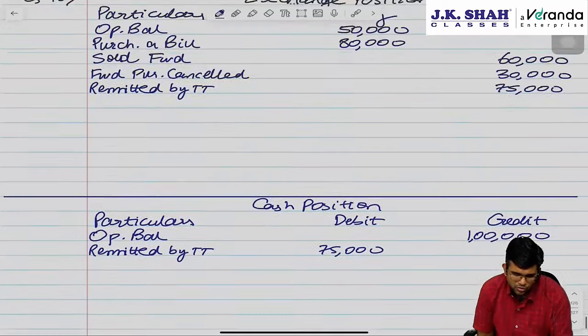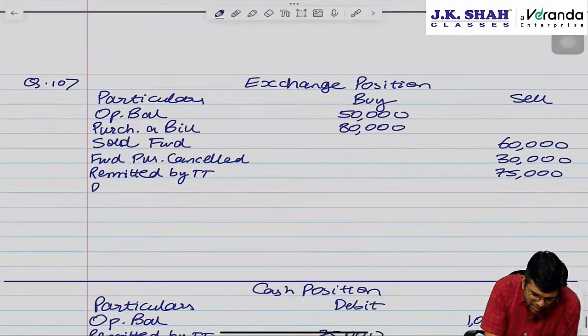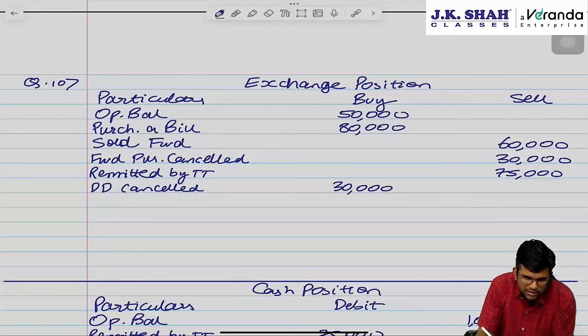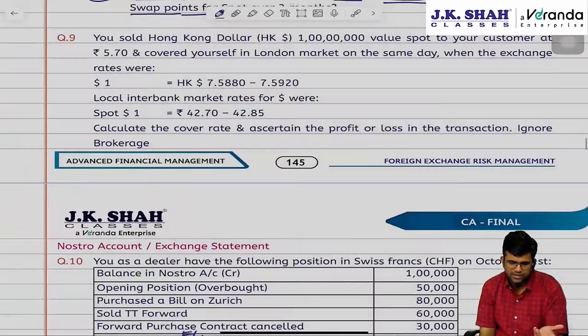So you understood why I am putting it in C? Okay. So C means what? Buy position. So I'll write here demand draft cancelled. And how much is the amount? 30,000. Demand draft cancelled, 30,000. All clear? So with that students, we complete the discussion of this particular question.